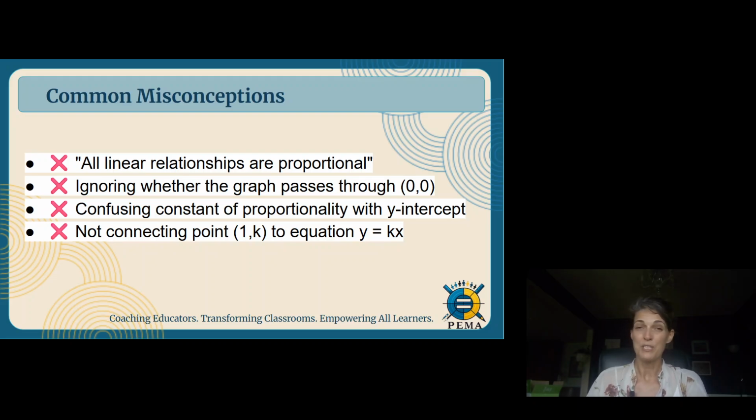Some common misconceptions that you'll see in 7th grade. Some kiddos will assume that all linear relationships are proportional. They might ignore whether the graph passes through (0, 0). They might confuse the constant of proportionality with the y-intercept, or they may not make the connection between (1, k) and k being the constant of proportionality in the equation y equals kx.